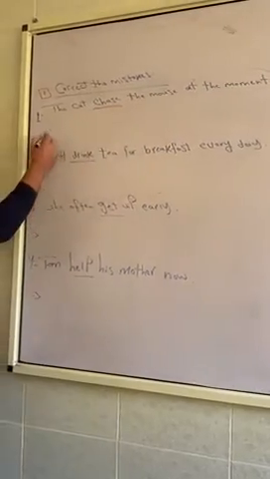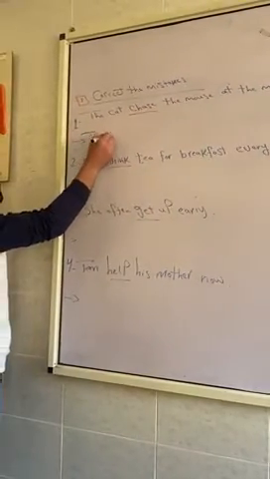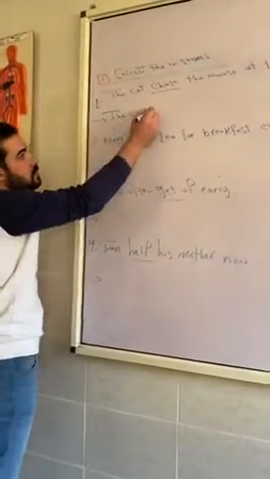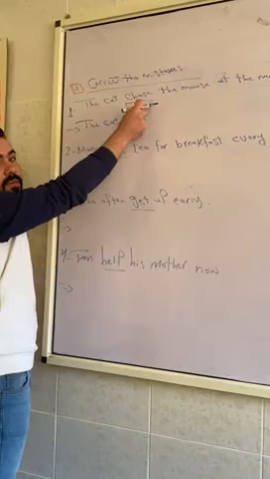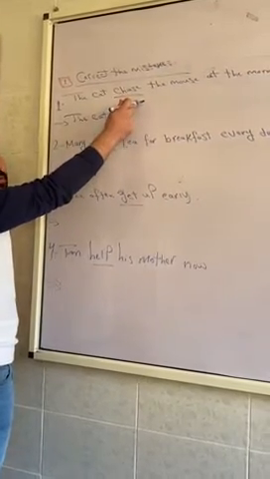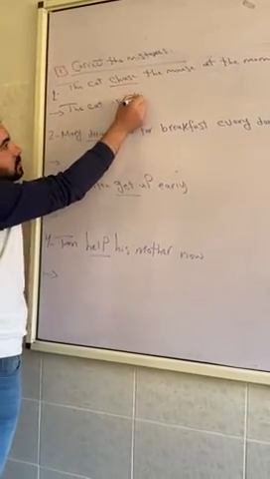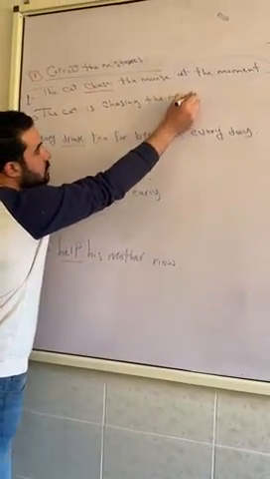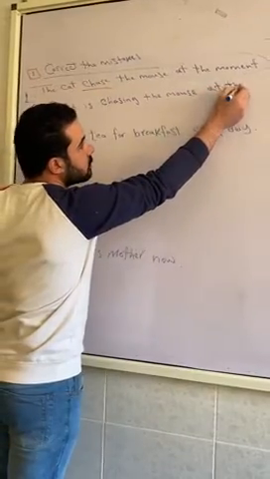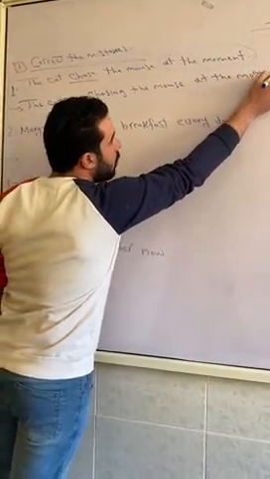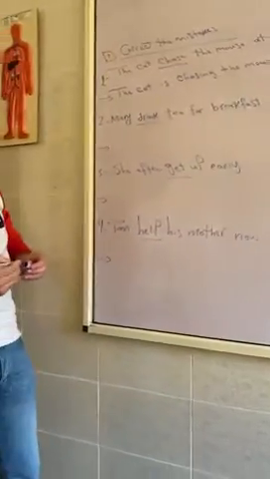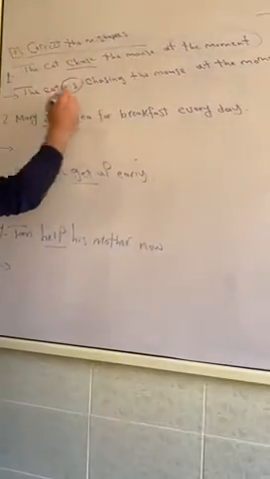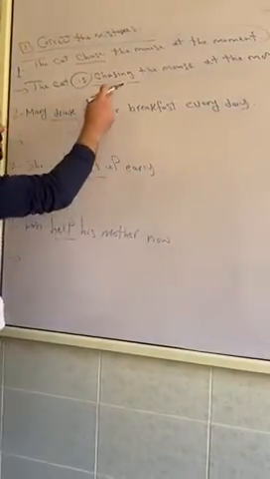Let's do it. The cat. Do you think the cat comes with is or am or are? Is. What is the form of the verb in the present continuous? Chases or chasing? Chasing the mouse at the moment. Okay, so we change it from the simple time into the continuous one, which consists of verb to be and the gerund, which means the verb plus ing.